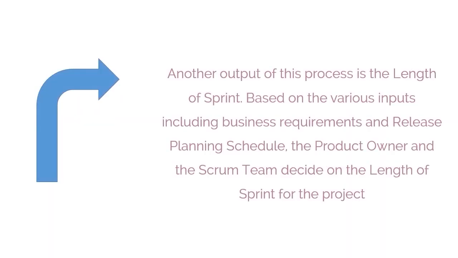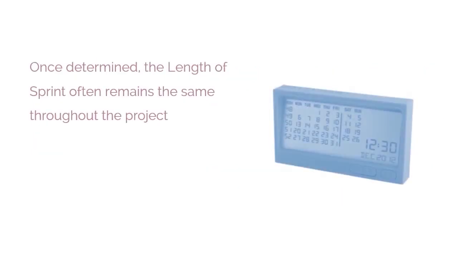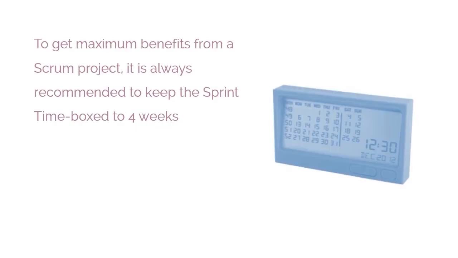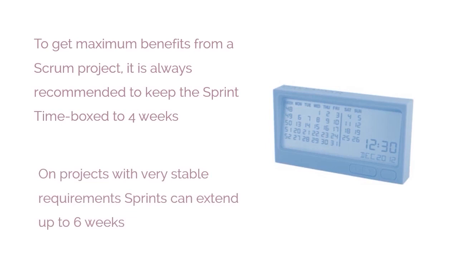Another output of this process is the length of sprint. Based on the various inputs, including business requirements and release planning schedule, the product owner and the Scrum team decide on the length of sprint for the project. Once determined, the length of sprint often remains the same throughout the same project. A sprint could be time-boxed from 1 to 4 weeks. However, to get maximum benefits from a Scrum project, it is always recommended to keep the sprint time-boxed to 4 weeks. On projects with very stable requirements, sprints can extend up to 6 weeks.